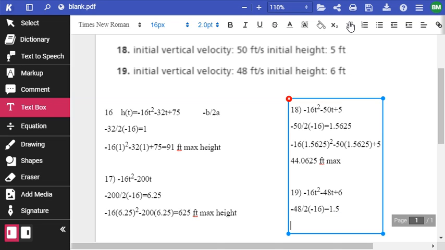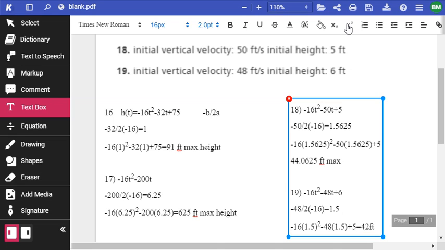Then we plug it in. Negative 16 times 1.5 squared minus 48 times 1.5 plus 5. And that's going to equal our total, which is 42 feet.